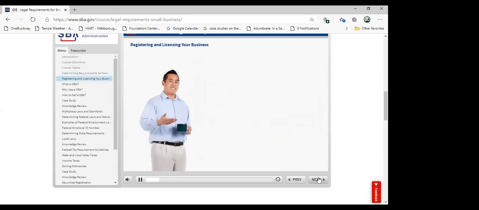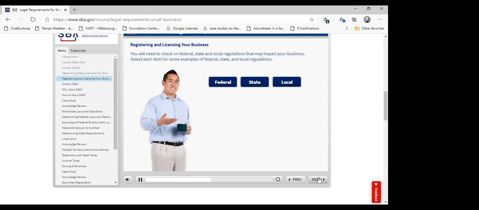How you register your business will vary based on the business structure you have chosen. However, in general, you will need to check on federal, state, and local regulations that may impact your business. Select each item for some examples of federal, state, and local regulations. So I'm going to send you this presentation, and you can always click on federal, state, and local related to this presentation. But we're going to do a separate class that talks about what documents you need for Florida.